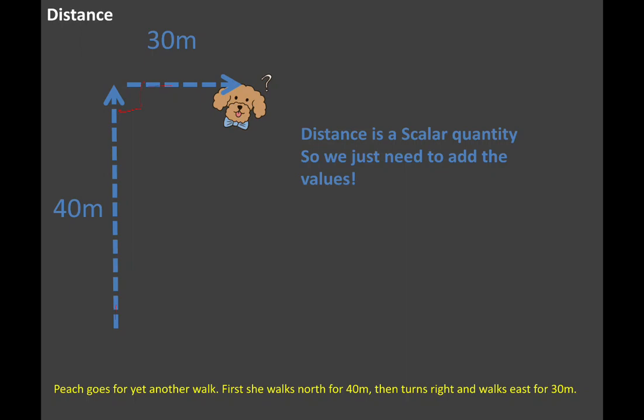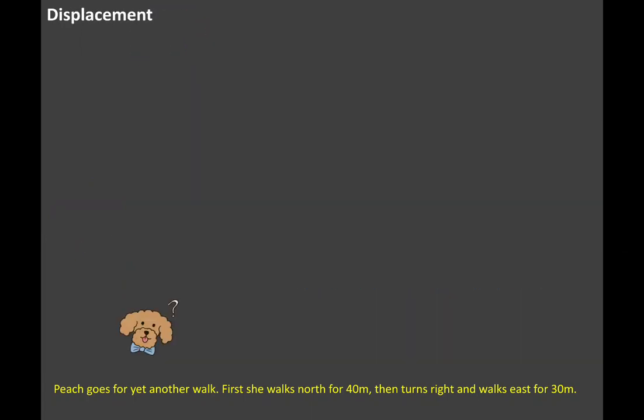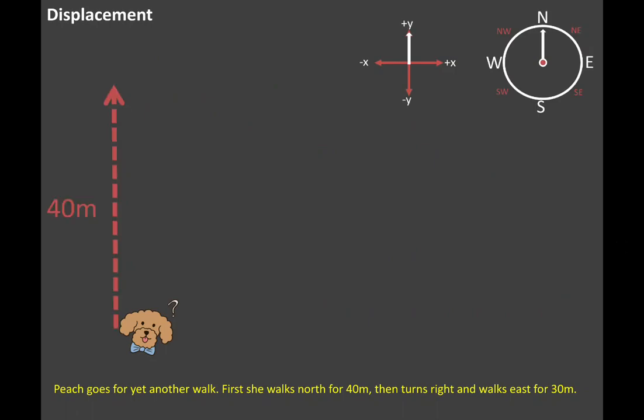The distance, we said, is just adding the total. It's 40 plus 30, which is 70 meters. Now what about displacement?